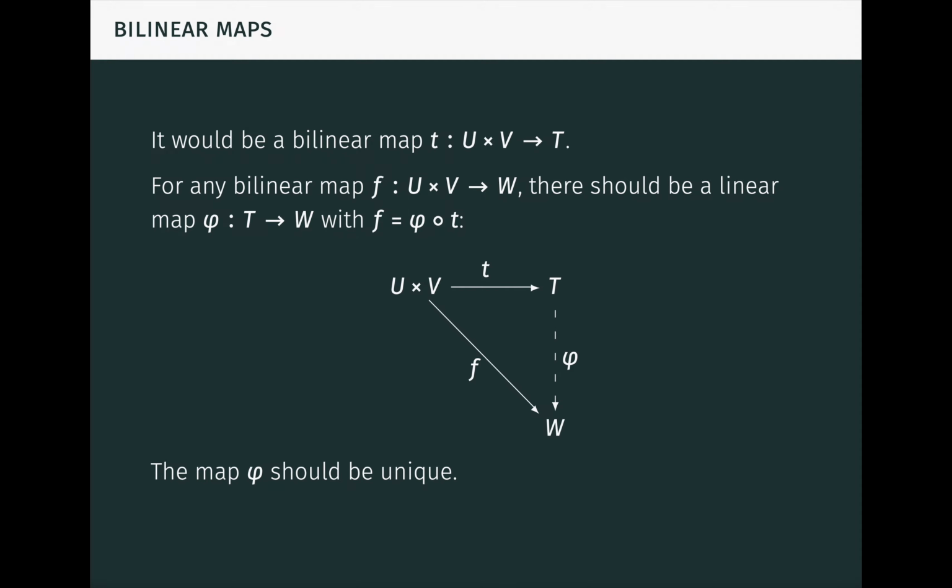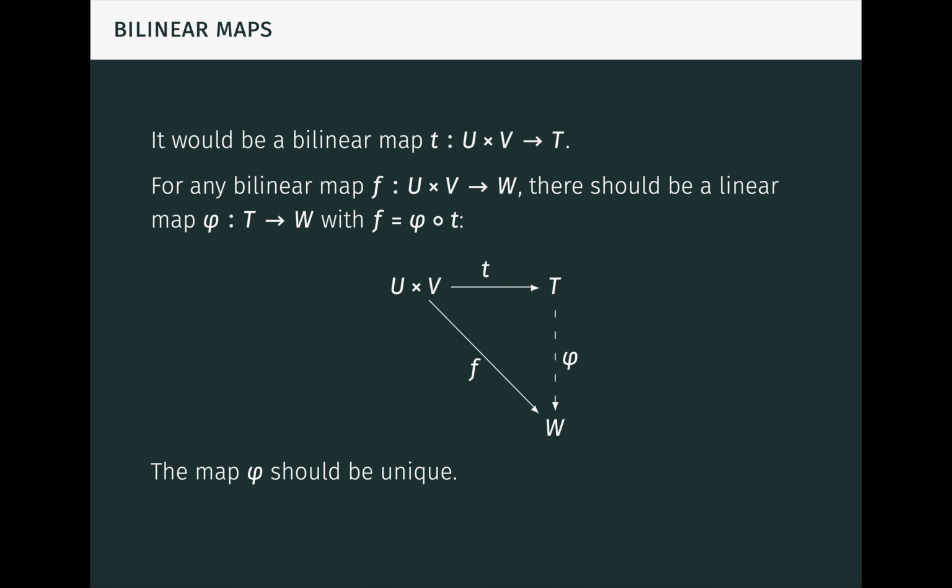The map T need not be surjective. As we mentioned, its image need not even be a subspace. However, since phi is uniquely determined, the image of the map T must span the entire space T. If it didn't, then there could be multiple maps phi making this diagram commute, which are defined differently on a subspace supplementary to the span. This fact will be useful shortly.